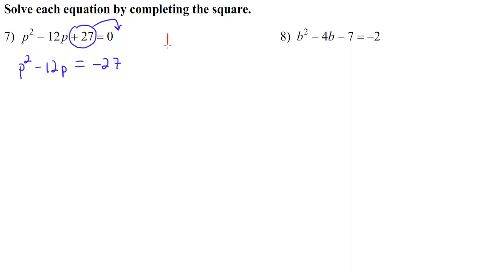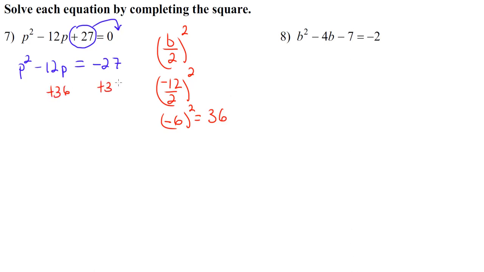Remember, you're going to take your b value and divide it by 2 and then square that. Our b value is negative 12, and negative 12 divided by 2 is negative 6, and negative 6 squared is positive 36. So we're going to add 36 to both sides of this equation. We end up with p squared minus 12p plus 36 equals 9.